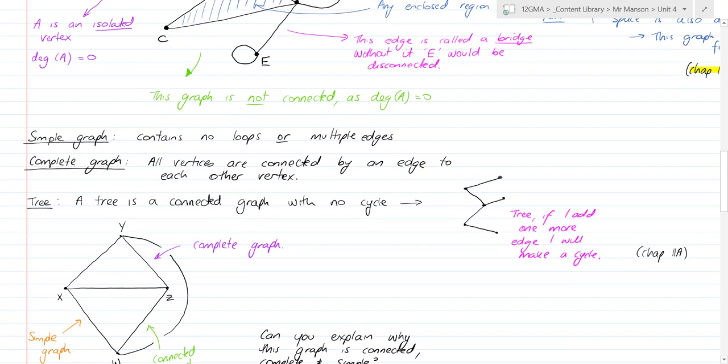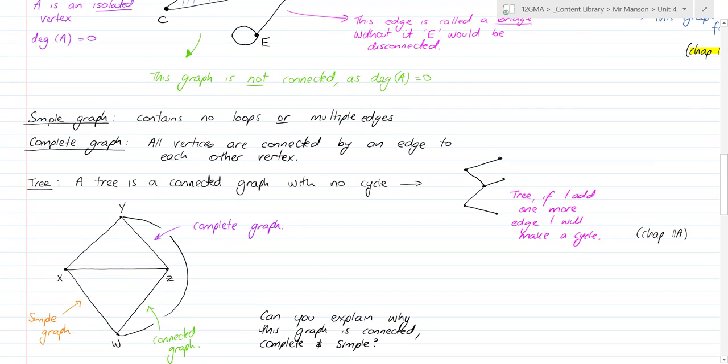And a tree is a connected graph with no cycle. So if you have a look at my example above, or my two examples that are on the screen now, you'll see this is a tree, and we'll do a lot of work with trees. That comes later on.